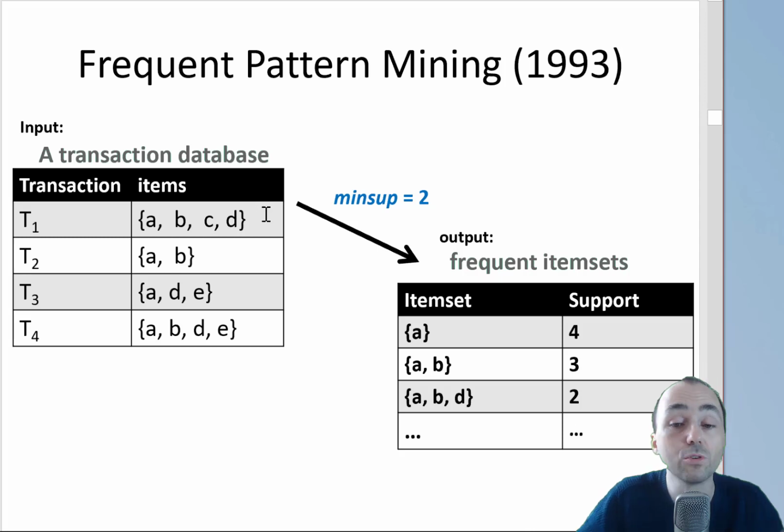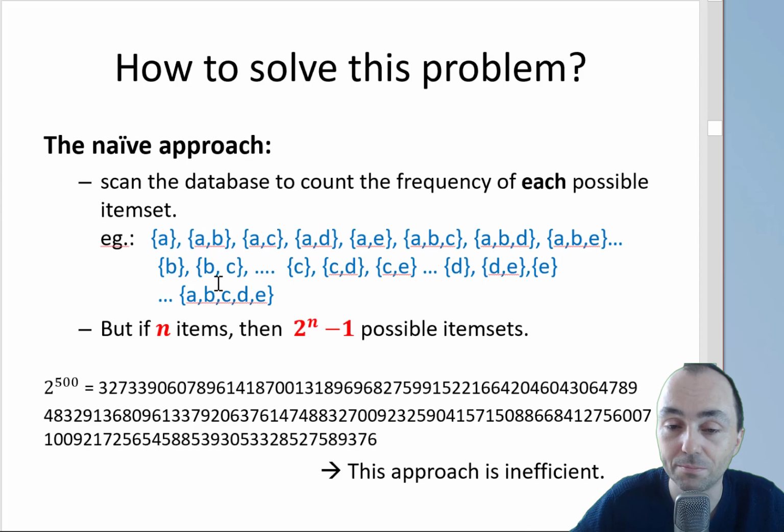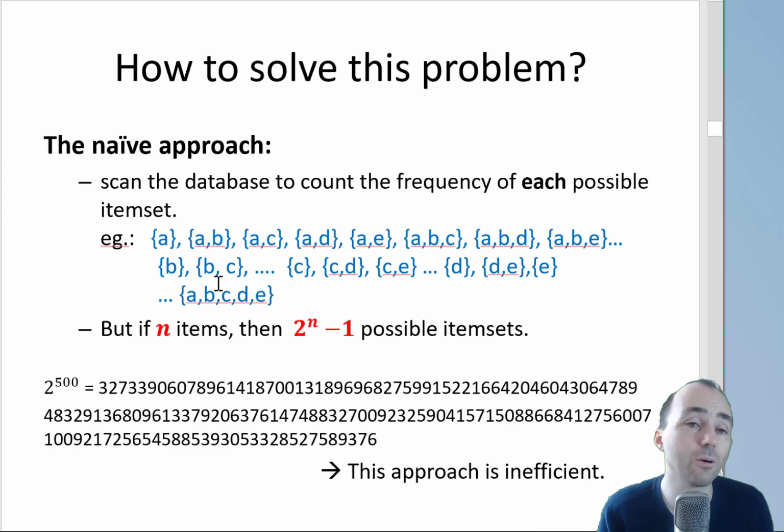So as the user, we have data, we set the parameter to 2, for example, and we want to find everything that appears at least twice. For example, ABD appears twice, so it is at least 2. We have ABD, and also we have ABD here, so 2 times. AB appears 3 times, so we have AB, AB, and AB. So it is also a frequent item set. This is a very classical problem.